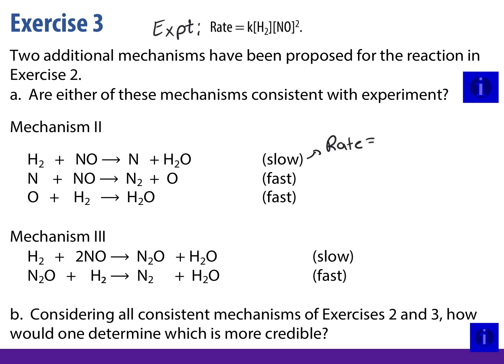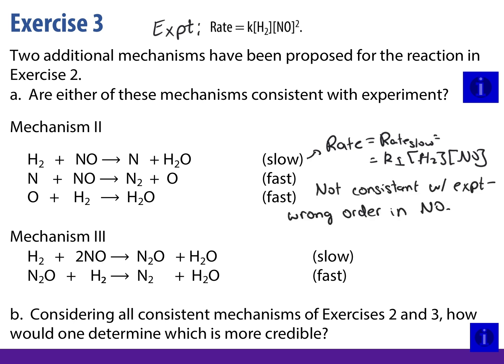So here I can say that the rate should be equal to the rate of the slow step, which in this case is step 1. So we would say that the rate should be equal to K1 times H2 times NO. There's no intermediates or anything in there. It's just that first step, and that does not match experiment. We predict by this mechanism first order in NO. Experimentally, we observe it second order in NO. So no, not consistent with experiment.